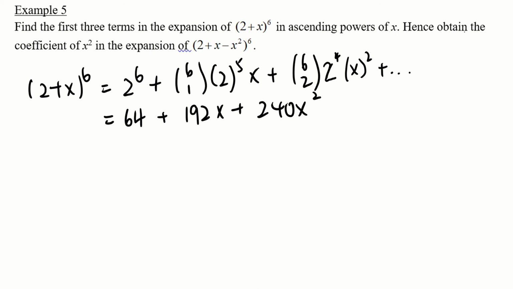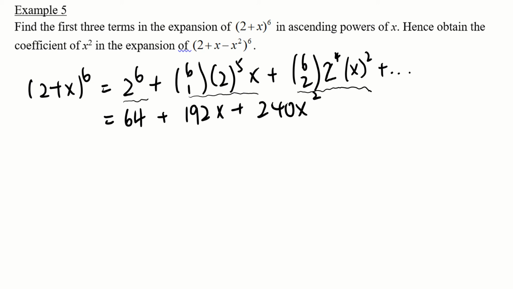To expand (2 + x)^6 in ascending order with the first three terms, we just do our normal binomial expansion. Your first term will be 2^6, the second term 6 choose 1, 2^5 and x, and then the third term will have 6 choose 2, 2^4 and x squared.